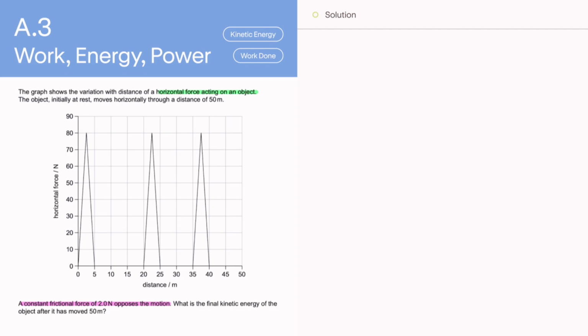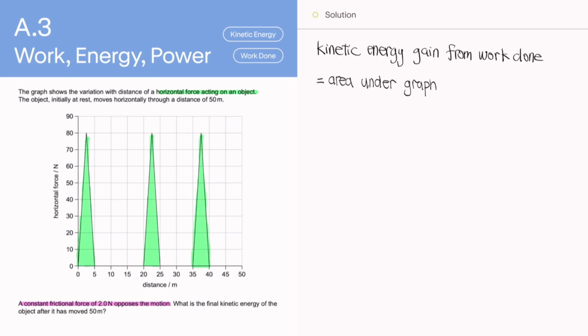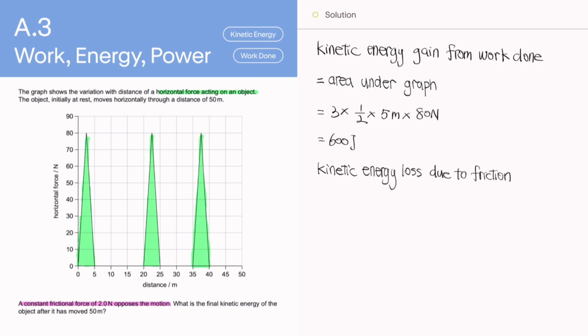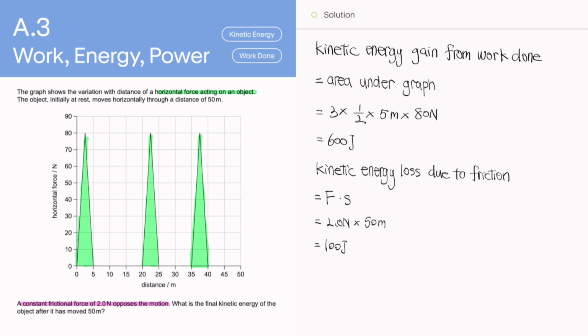Let's walk through the solution step by step. First, calculate the energy gain, which equals the area under the graph. And we get 600. Next, calculate the energy loss due to friction. We can apply the equation force times displacement here because the frictional force is constant. Plug in the numbers and we get 100 joules. The final kinetic energy would be energy gain minus energy loss. And we get 500 for the final answer.